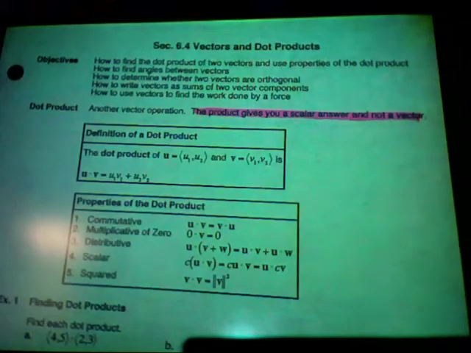And so you're not going to end up with a vector. You just get a number. It doesn't mean the magnitude or anything like that. It's just called the dot product. And we use it to do other things, and I'll show you that in a minute.